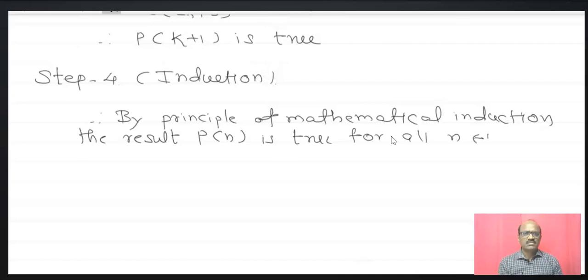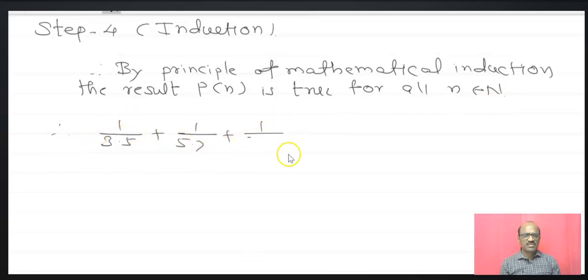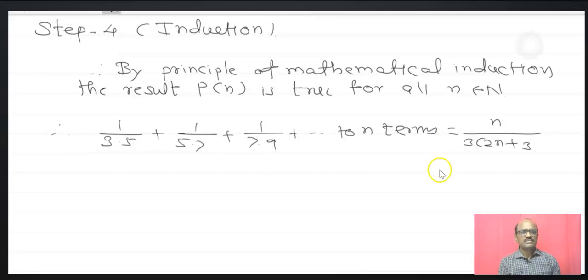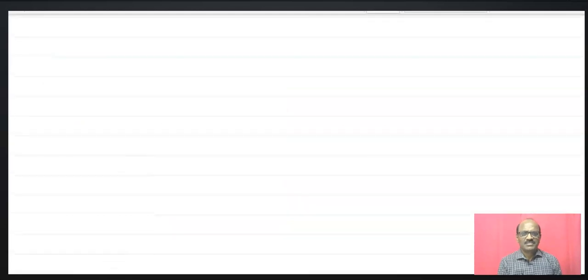By the principle of mathematical induction, the result P(n) is true for all n belonging to the natural numbers N. Therefore, 1/(3.5) + 1/(5.7) + 1/(7.9) + ... up to the nth term is equal to n/(3(2n+1)), and in this way I had concluded.